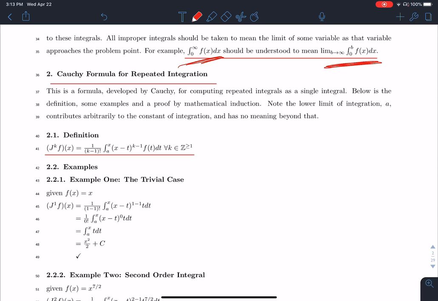Okay, so first thing we need to talk about is the Cauchy formula for repeated integration. And that's a way to take many iterative integrals. So like if you have the fifth integral of a function that you want to find, you can compress that into one integral, which is really nice. Here's the definition, and we'll prove this in a second.